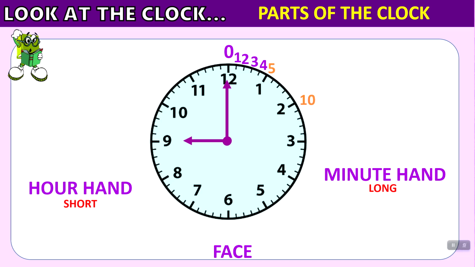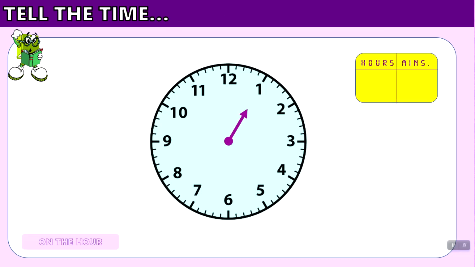And so next to the big 2 is 10, that's 10 minutes, 15 minutes, 20 minutes, 25 minutes, 30 minutes, 35 minutes, and so on, straight around until we get to 60. So let's try to tell the time.